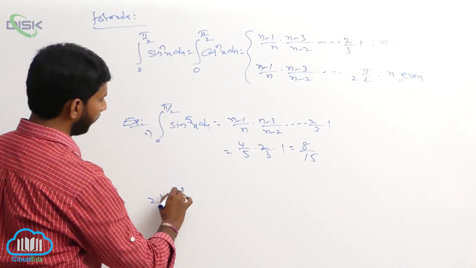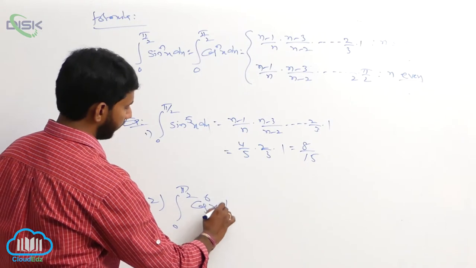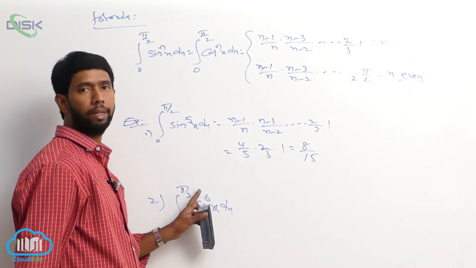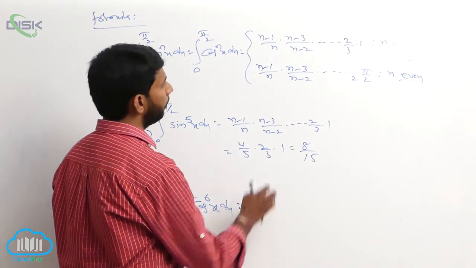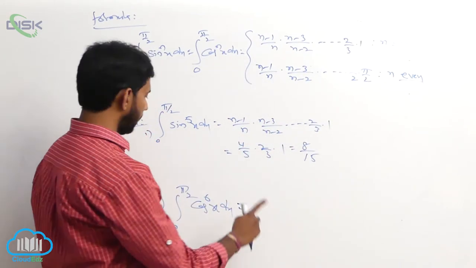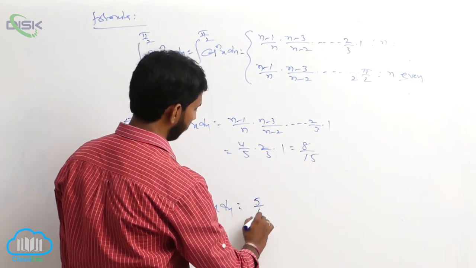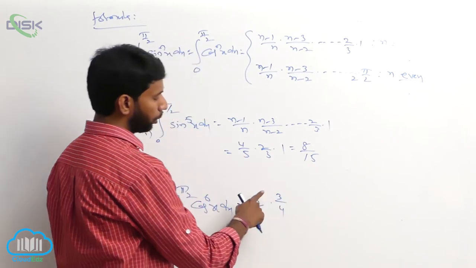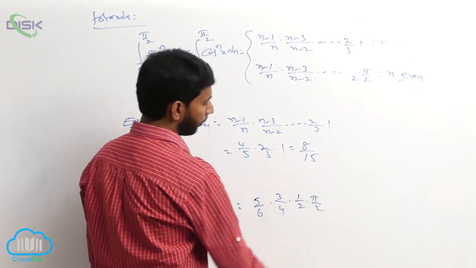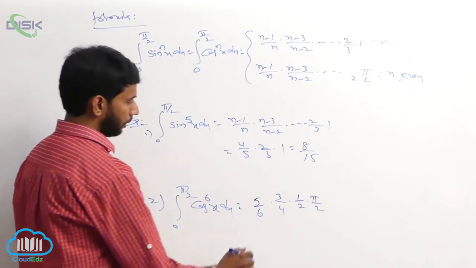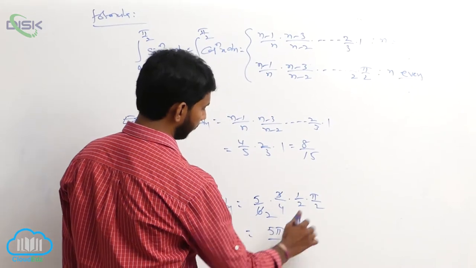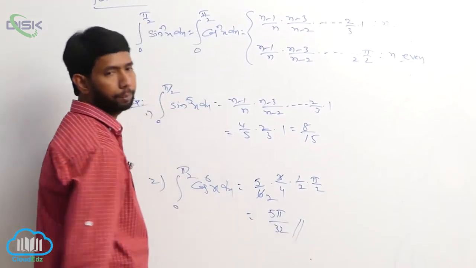Or integral 0 to pi by 2 cos power 6x dx. Here n equal to 6, that is even. Where n is even, it is (n minus 1)/n into (n minus 3)/(n minus 2) and so on, 1/2 into pi by 2. So 5/6 into 3/4, decreasing by 2 each time, into 1/2 into pi by 2. Here the 3s cancel, and the 2 times cancel, giving 5 pi by 32.